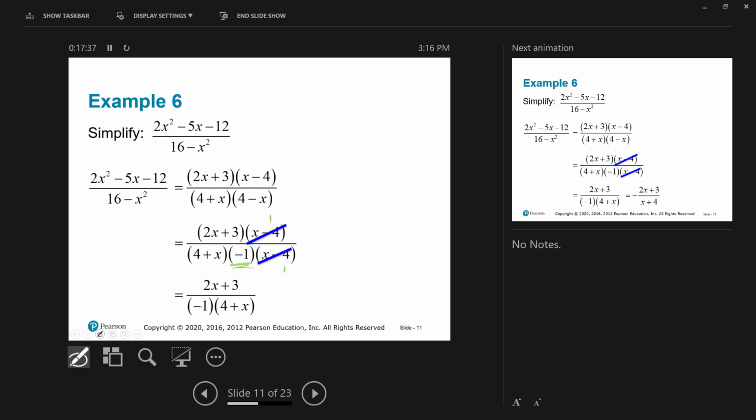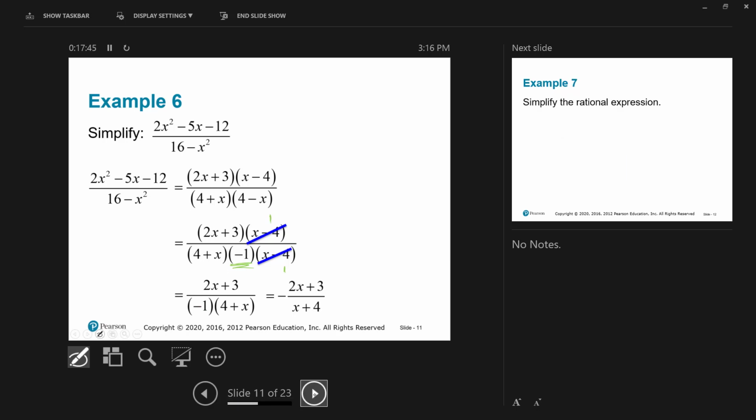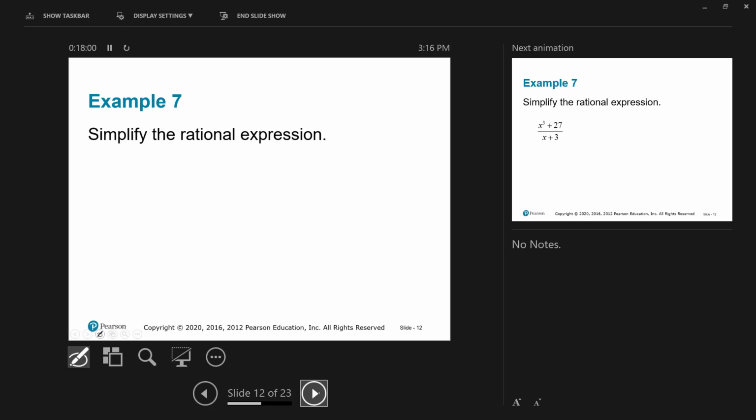Now, let me ask you something. Remember, do we ever want our denominator to be negative? Hopefully you said no, which means I can put the negative with either the numerator or I can put it out front. And in this case, we put it out front. Why? Because it's a lot easier to deal with it out in front. Cool? Okay, let's take a gander.